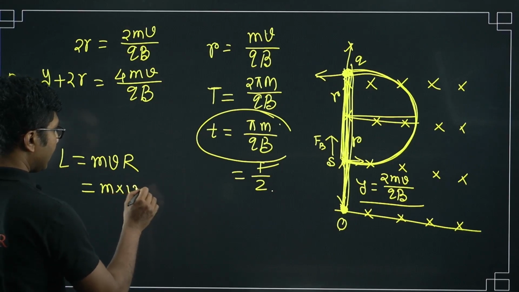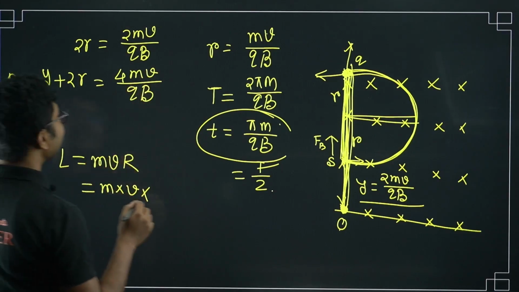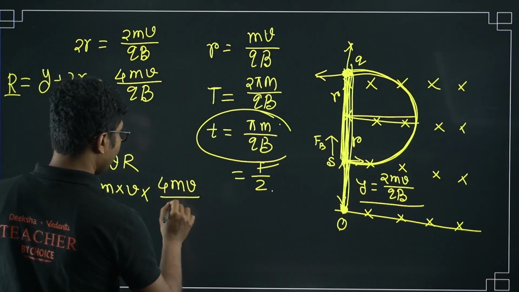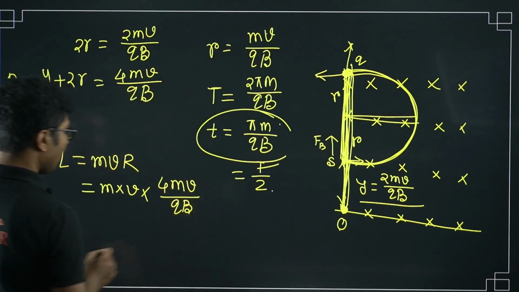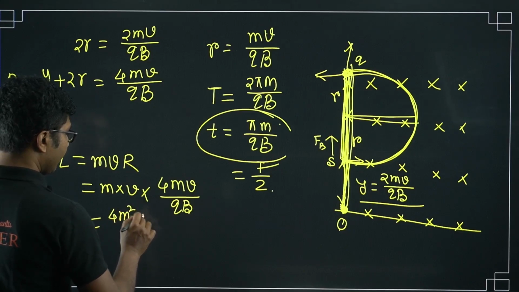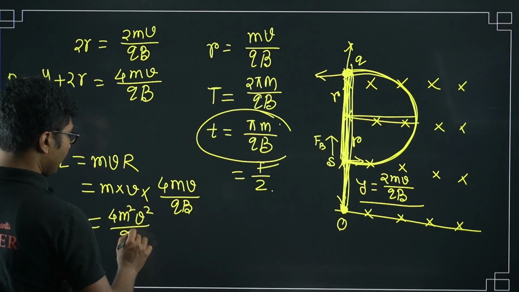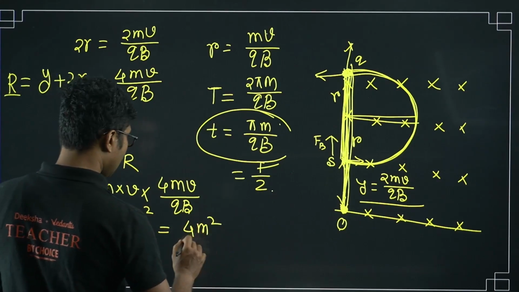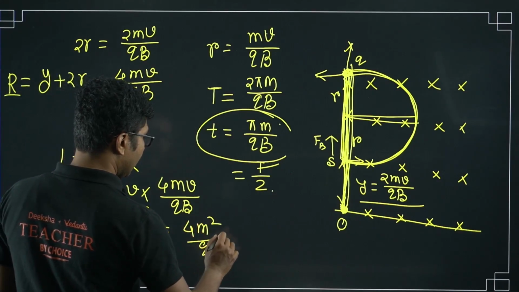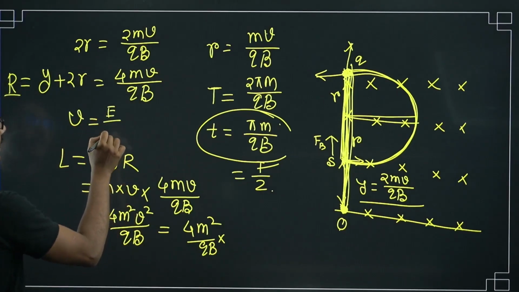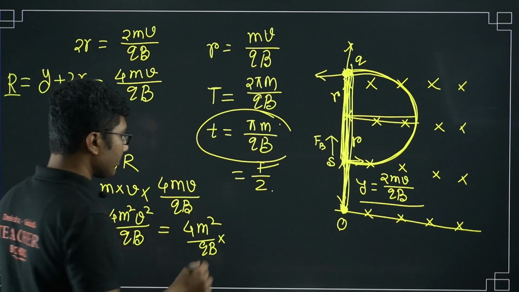Okay, let me keep it here for now. And what is the distance? It is 4 mv by qB, or 4 m square v square by qB, or 4 m square by qB into v square. Now v is equal to E by B. We have already done that. This is the condition for velocity selector.